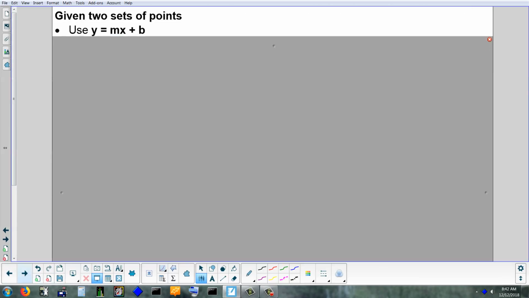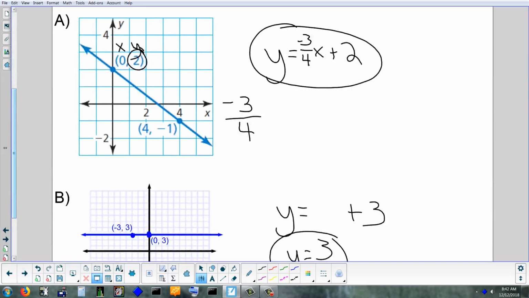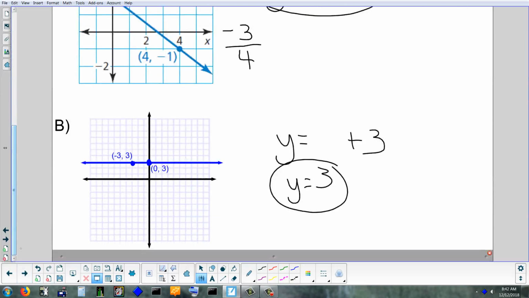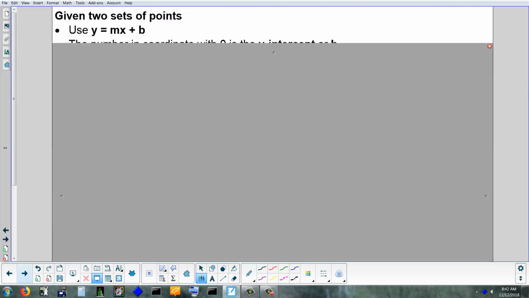Now, we talked about this a little bit in the other one. Look at the number with 0, 2. Look where it went. Look at the number with 0, 3. Look where it went. There was no x attached, right? So based on those two problems, the number in the coordinate with 0 is going to be the what in our formula? The y-intercept, right? So we just answered that question.